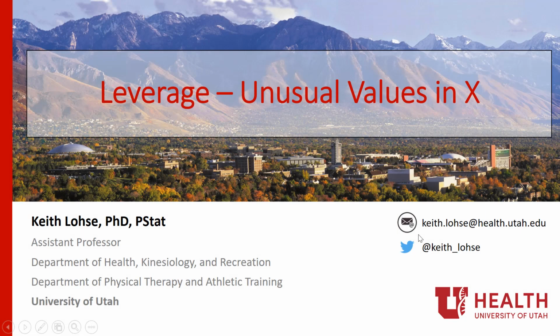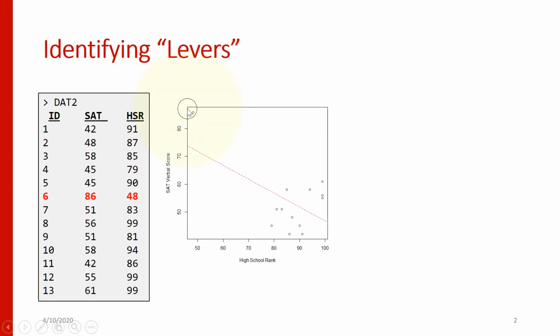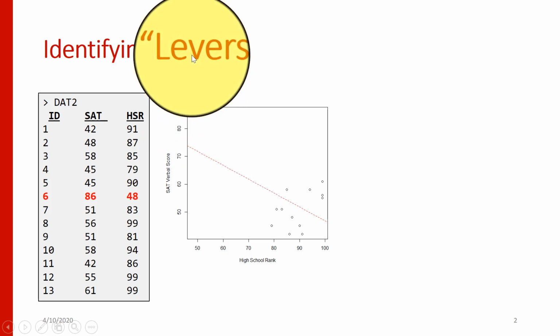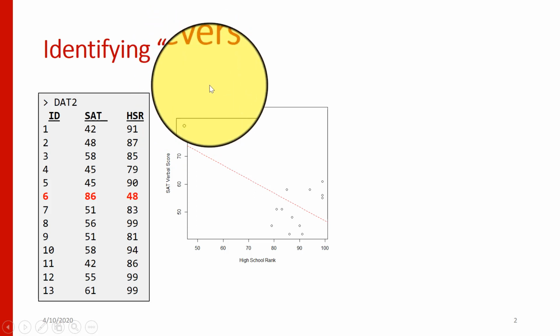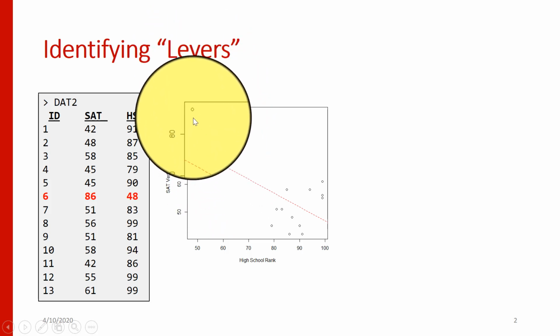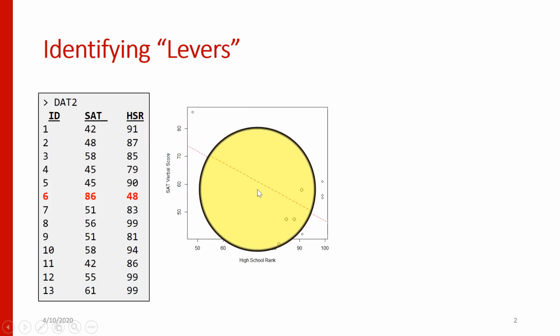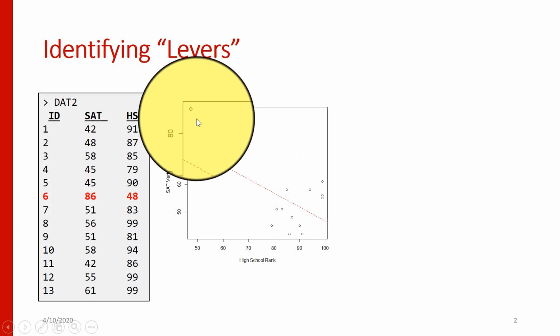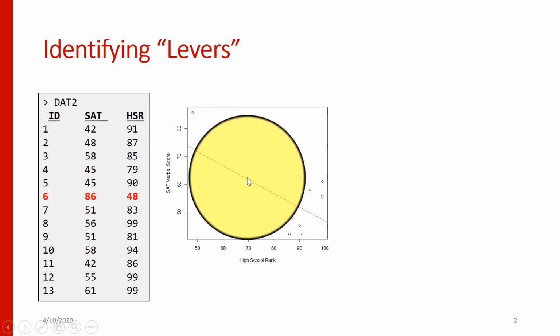So in this video, we want to talk about how we can diagnose unusual values in the x-axis, or what we would refer to as leverage in our regression model. Identifying points of leverage, or levers, is based on how far individual data points deviate from the mean on the x-axis. And we have to take into account the deviation of individual data points weighed against the overall deviation in our data.